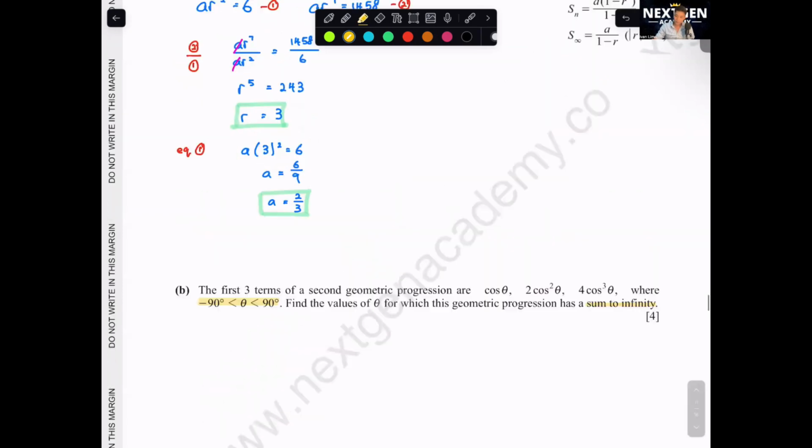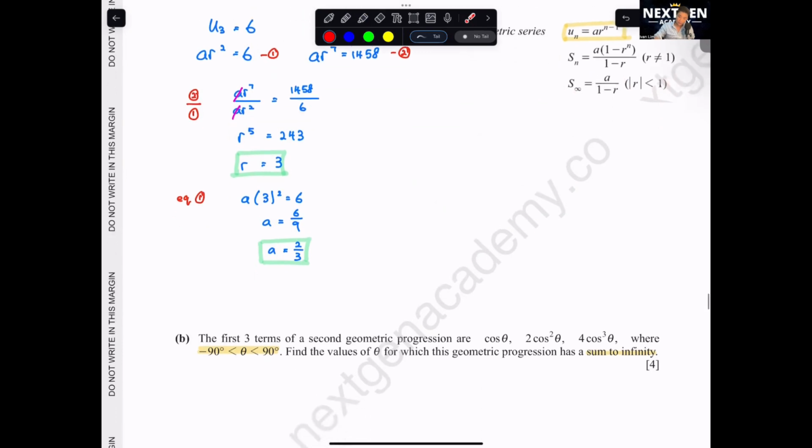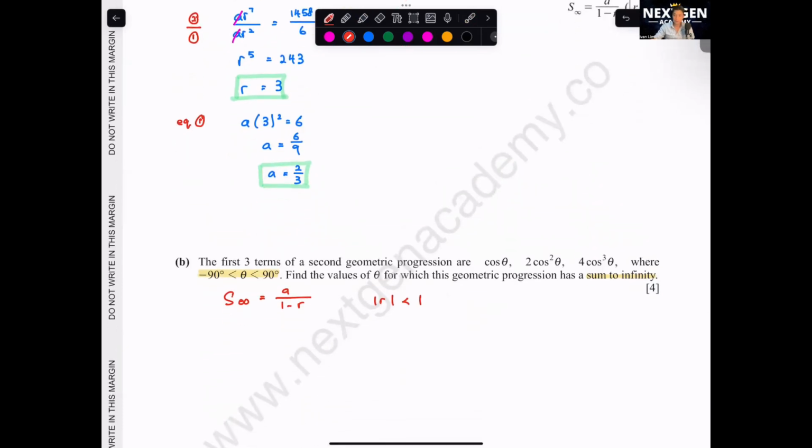Whenever you see this question, sum to infinity, you use this formula: a over 1 minus r, modulus r is less than 1. So we need to use this criteria. We cannot ignore this part here. We write down this equation first: S infinity equals a over 1 minus r. Then we have modulus r is less than 1.